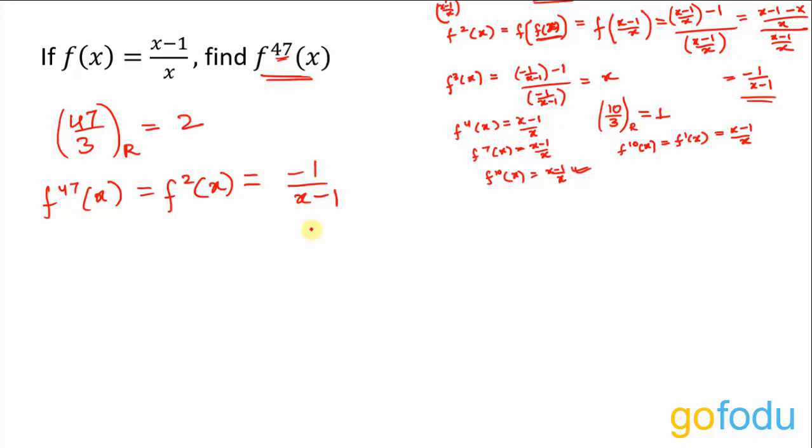Better understanding of this question will come once you go through the last digit calculation video in number system. Now let's say we want the 54th term, f54x.